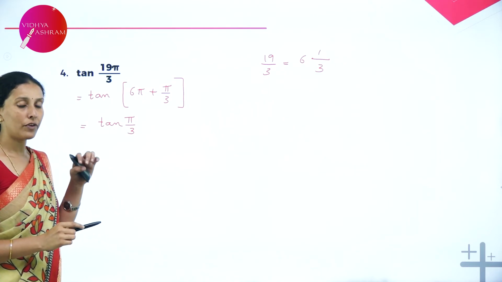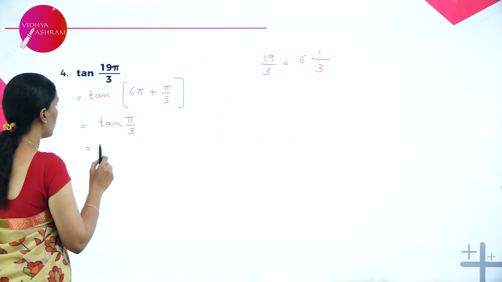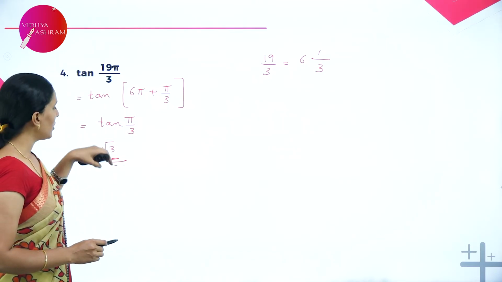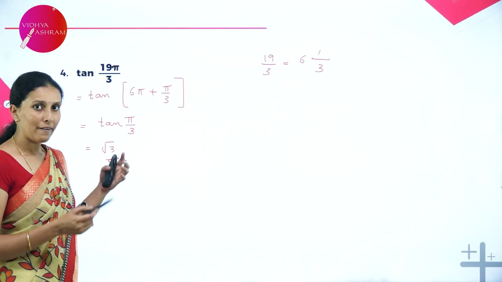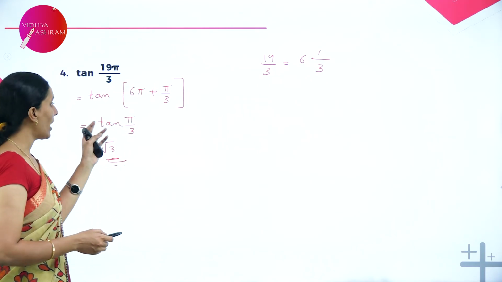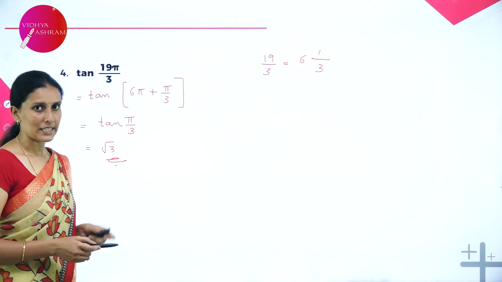So, tan pi by 3 means tan 60 degree. So, what is the value of tan 60 degree? It is root 3. So, same value you will get for 19 pi by 3. Why? Because 19 pi by 3 comes on the same position where tan 60 lies.